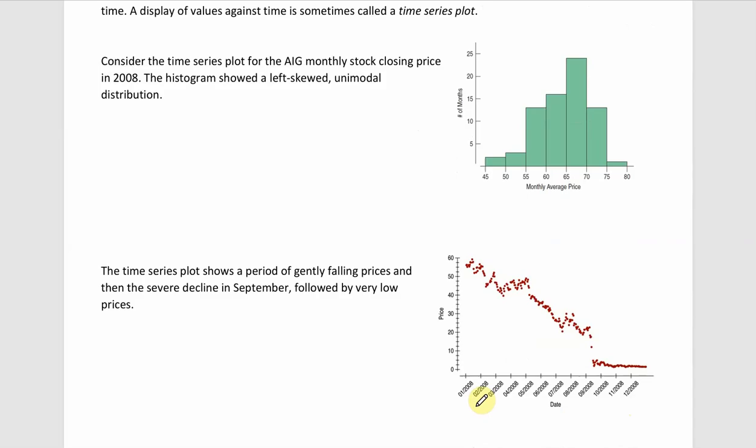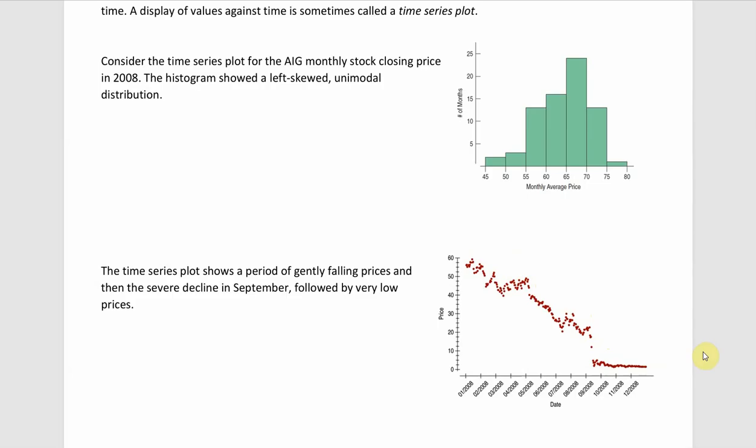Because then if you look at the x-axis, you have January '08, February '08, March, April, May, right? And so there is a decrease, but in through here, it's not too severe, right? And then it gets a lot steeper and then just drops. So we can see all that in the time series plot, but you can't really see it in the histogram at all, right? You can't see that trend over time.